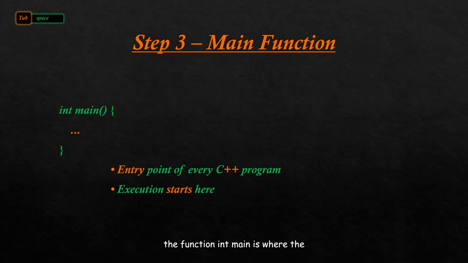The function int main is where the program begins execution. Every C++ program must have this main function. It is the starting point and controls the flow of the program.